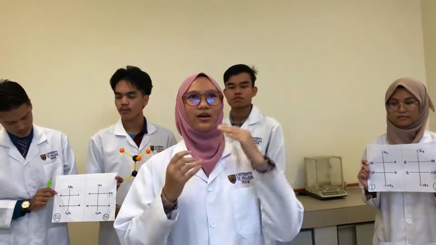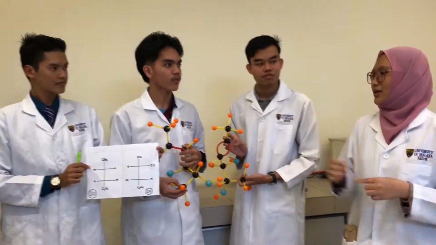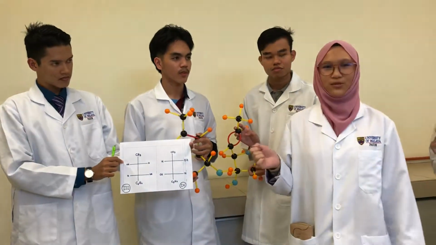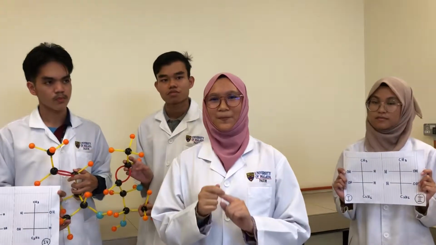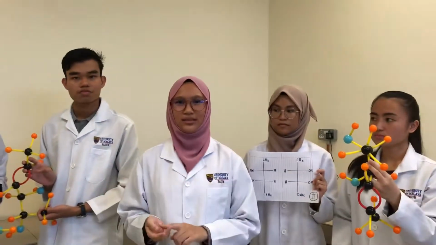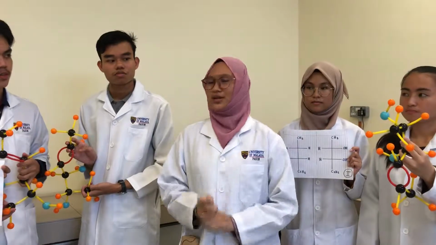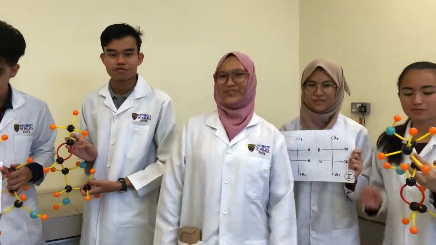For the properties, diastereoisomers have different melting points, boiling points, and polarity. So the conclusion is our compound, which is 4,5-dihydroxy-2-hexene, has 4 stereoisomers, and they have 2 pairs of enantiomers and 4 pairs of diastereoisomers. So that's all from us. Thank you.